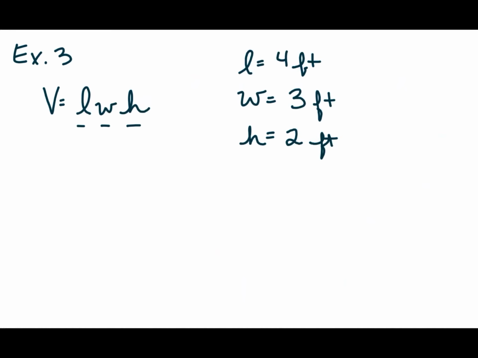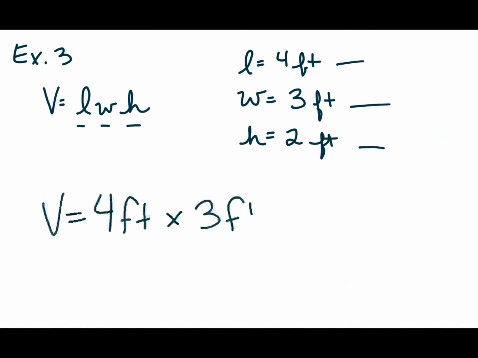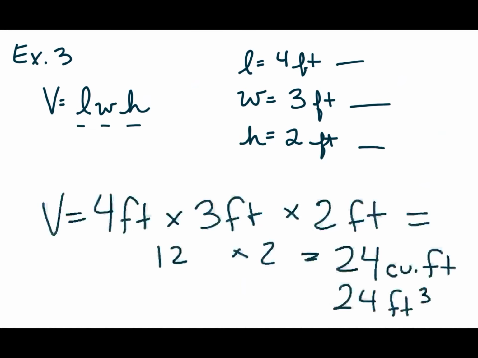And he sees that for this particular rectangular prism, the length is 4 feet, the width is 3 feet, and the height is 2 feet. So to find the volume, you just multiply 4 feet, don't forget your units, times 3 feet times 2 feet equals, 4 times 3 is 12, 12 times 2 is 24. So that should be 24 cubic feet, or 24 feet cubed.